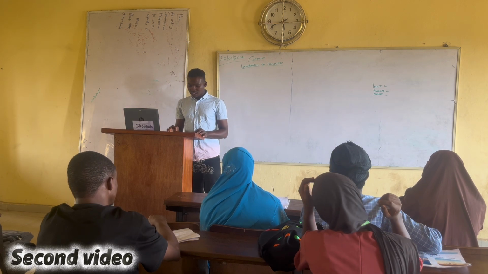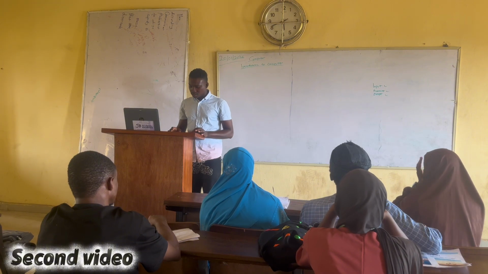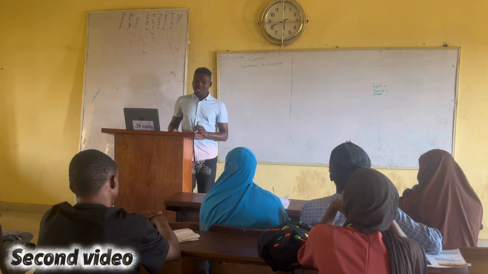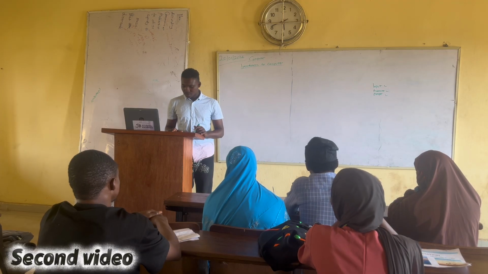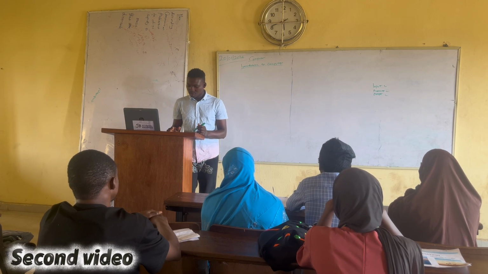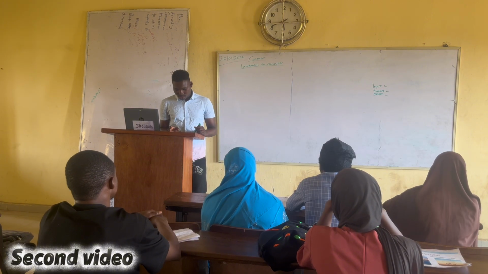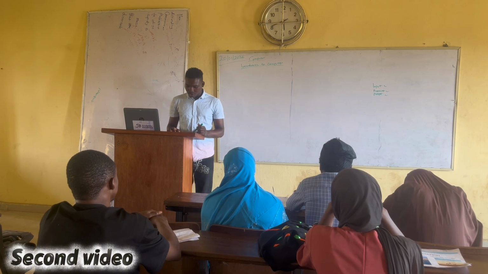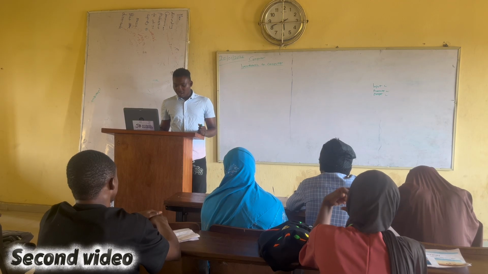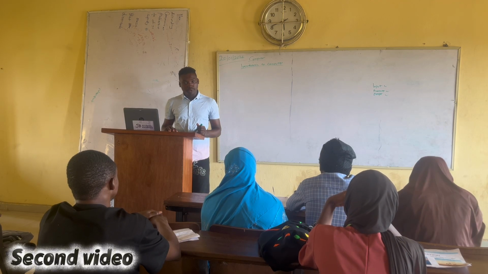So once again, let me define computer. Repeat after me, please. Computer is an electronic machine which takes inputs, using instruction, and produces output. So now I'll be talking about the parts of computer.